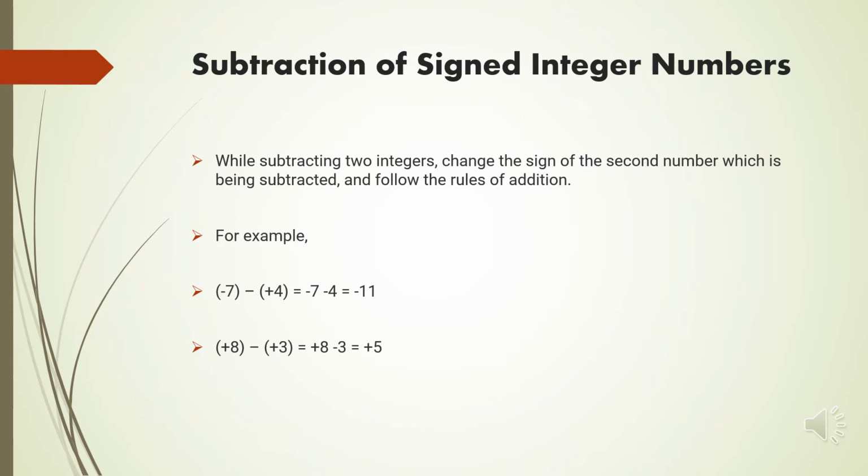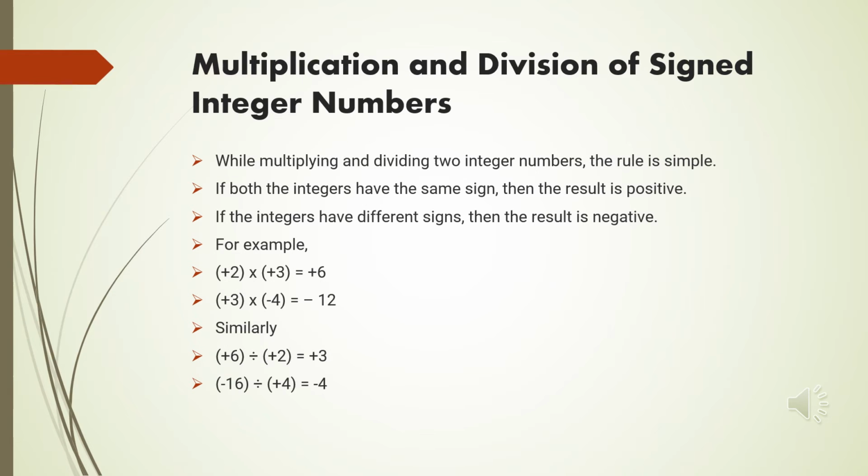Now we will understand the subtraction of integers. While subtracting two integers, we need to change the sign of the second number which is being subtracted and follow the same rules as of addition. For example, -7 minus of +4 is equal to -7 - 4, which is equal to -11. In the second example, +8 minus of +3 is equal to +8 - 3, which is equal to +5.